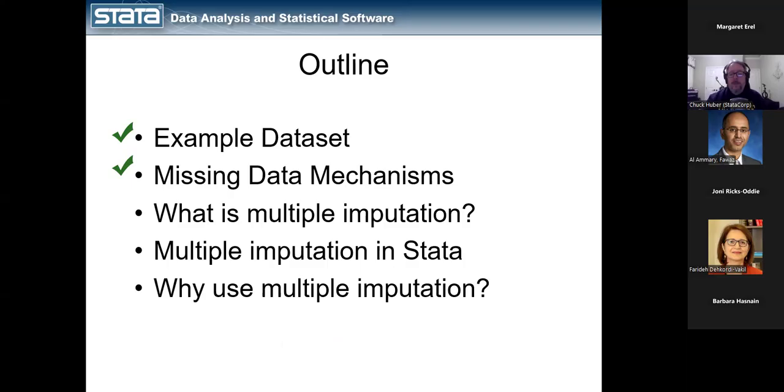So again, if the data are missing at random or missing completely at random, multiple imputation can work. If you have data that are missing not at random, you're going to have to do something else. Multiple imputation doesn't work there.